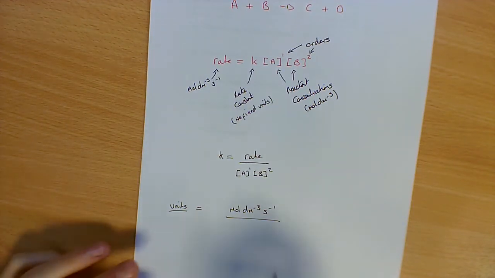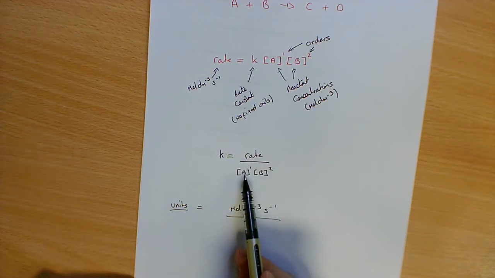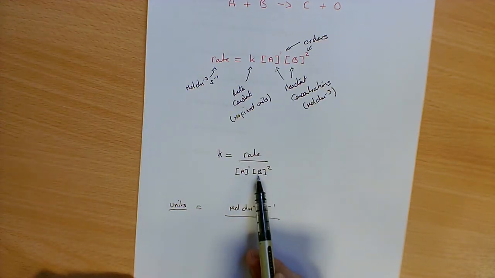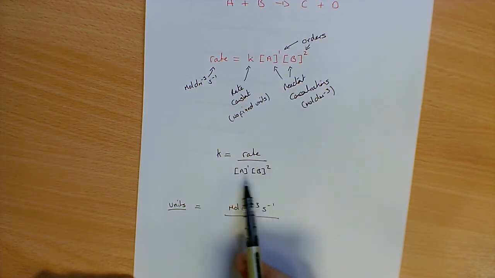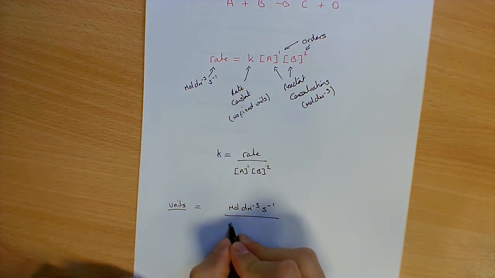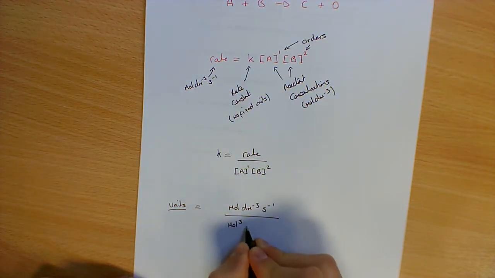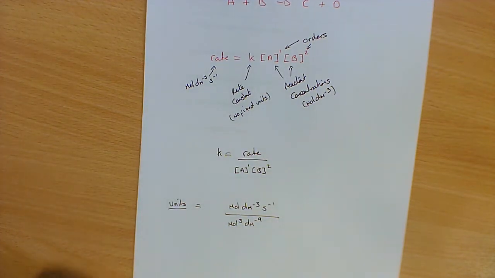So we need to look at what are the units for concentration, where it's moles per decimeter cubed, and how many lots of mole per decimeter cubed do we have? Well, we have 1 and 2, but this one's squared, so this one's going to be 2 lots. So in total, 3 lots of concentration on the bottom. So that is going to be mole^3 dm^-9. So all you have to do is cancel the moles, cancel the decimeters, and then you'll get your overall units.